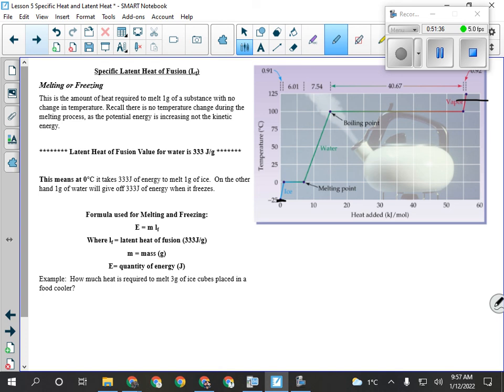That would require an E equals MC delta T calculation for how much energy would be required to warm the ice. Then an E equals MLF calculation to melt the ice. Then an E equals MC delta T calculation to heat the water. An E equals MLV calculation to evaporate the water. And then an E equals MC delta T calculation to heat the steam. Not mathematically difficult, but time consuming.